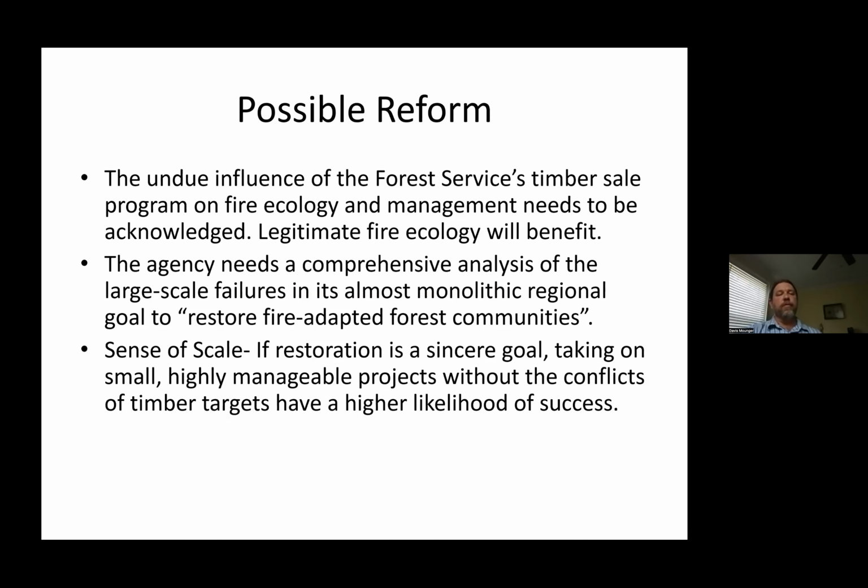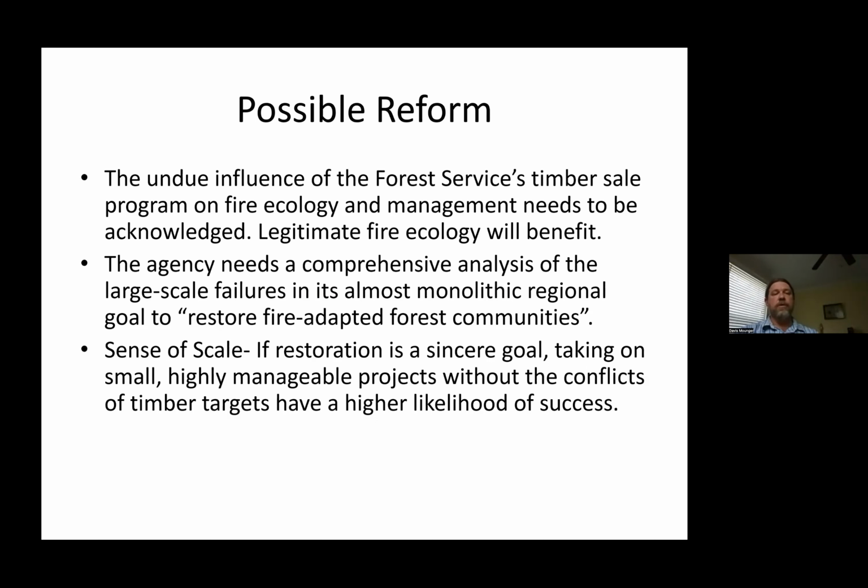So what can we do for possible reform before we move on to our last R, which is resiliency? One thing is that the influence of the timber sale program on fire ecology and fire management needs to be rethought. We need to stop tying fire ecology, forest ecology, and the idea of restoration to timber targets. This will help create a more unbiased type of science.